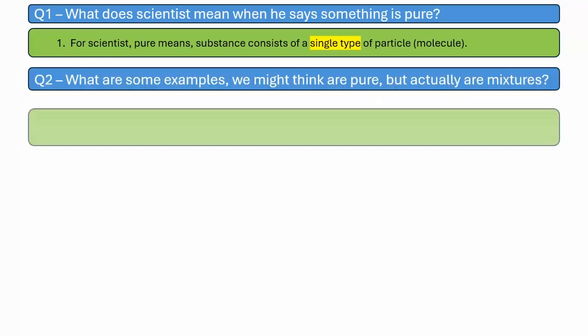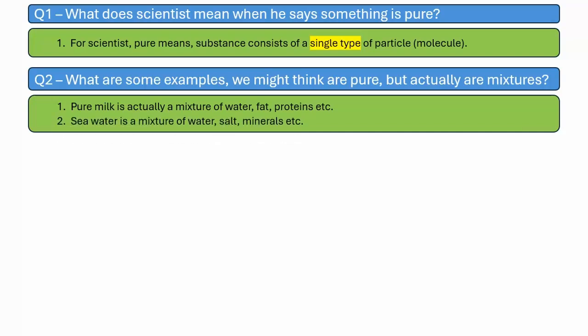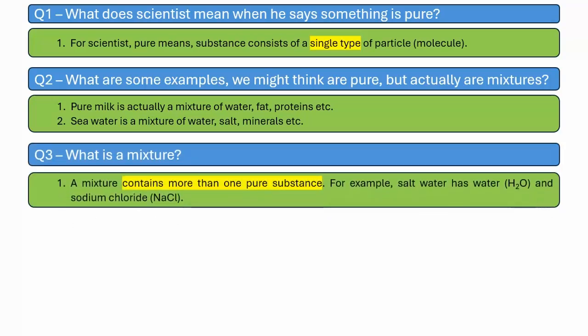What are some examples we might think are pure but are actually mixtures? Pure milk is actually a mixture of water, fat and proteins. Seawater is a mixture of water, salt, minerals, etc. What is a mixture? A mixture contains more than one pure substance.